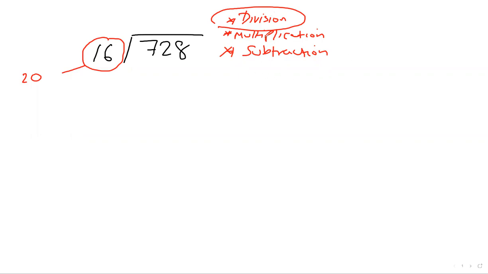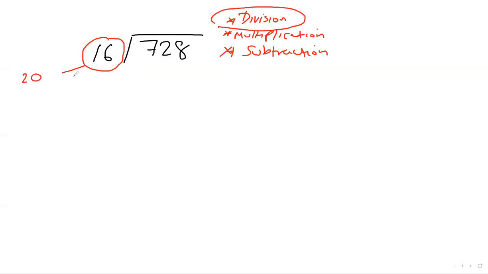So the main steps involved in long division: you start off with division, followed by multiplication, followed by subtraction, okay? The reason why I circled division is because I've introduced a bit of rounding here to make the question easier overall, okay?